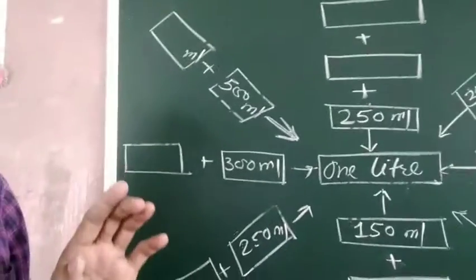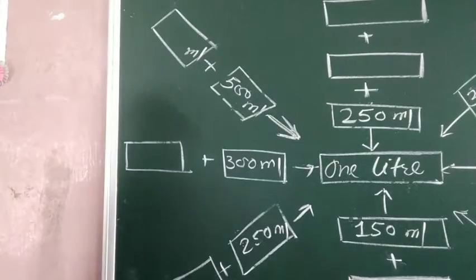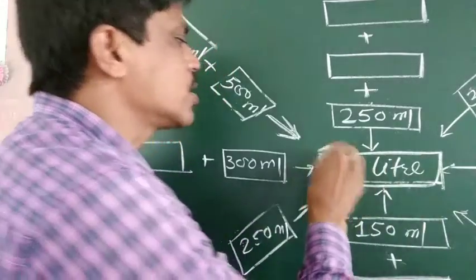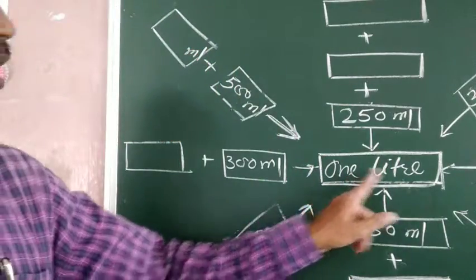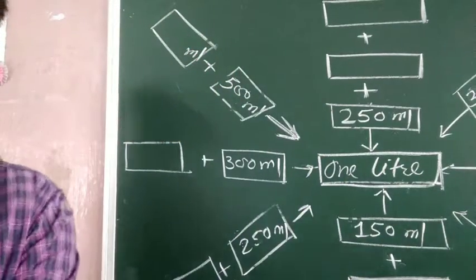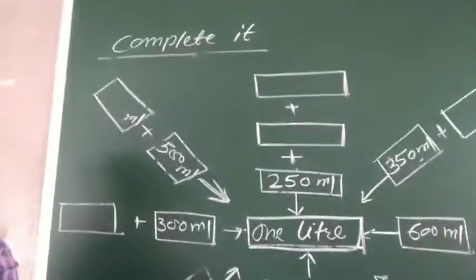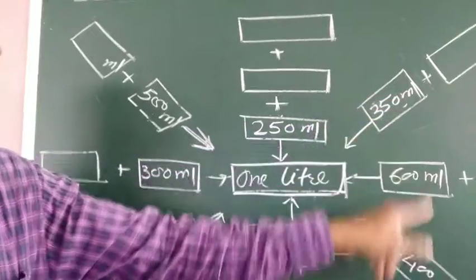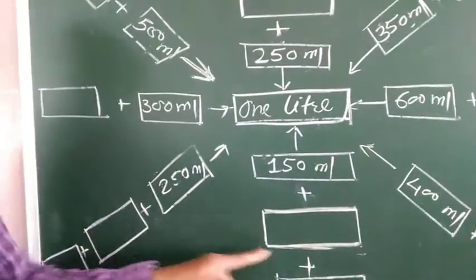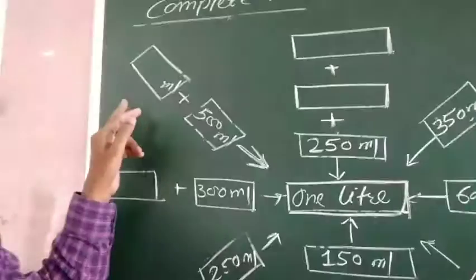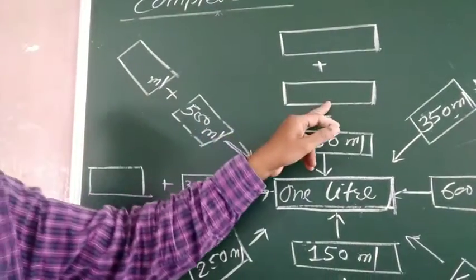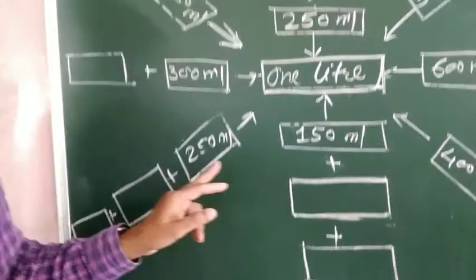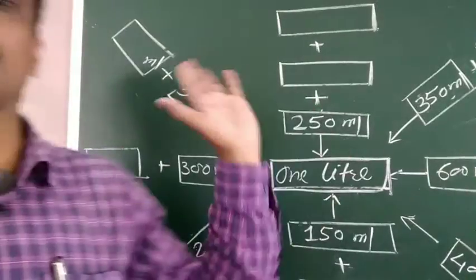Now what we have to do? We have to complete this. So see, in this box, it is 1 liter, and now there are so many parts here. Okay, this is 1 part, 2 part, 3 part, 4, 5, 6 part. Once again, I will count it: 1 part, 2 part, 3 part, then 4, 5, 6, 7, and 8 part are there. 8 different parts are there.